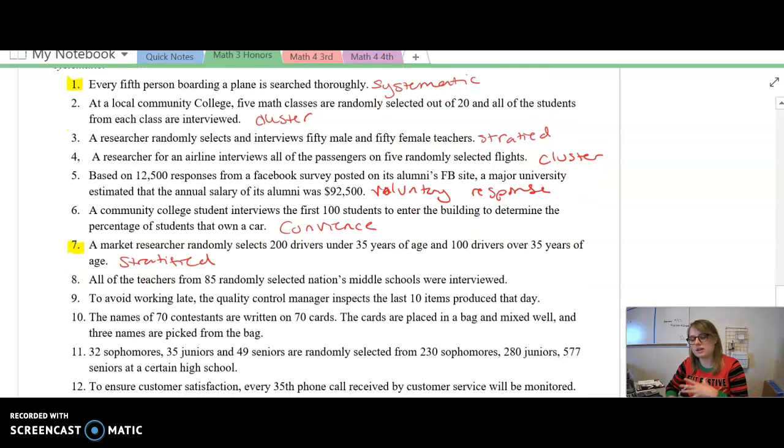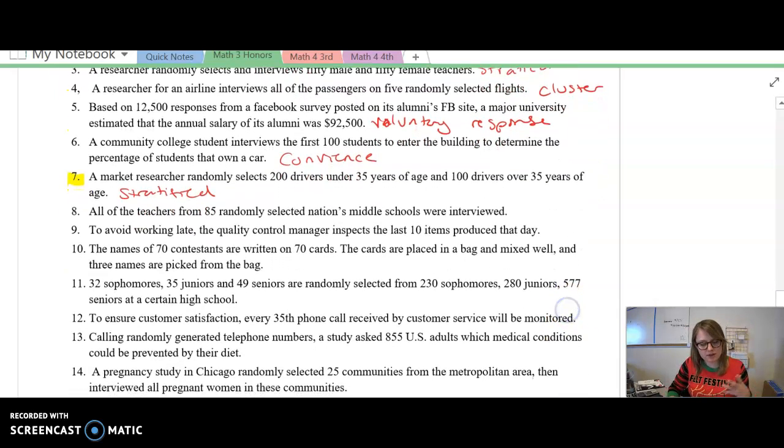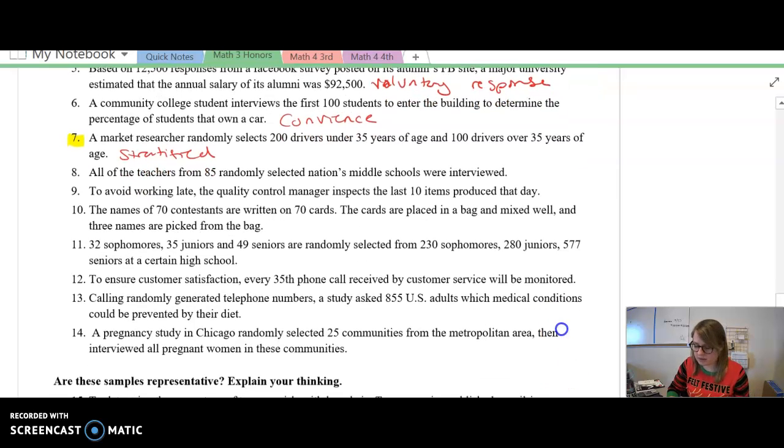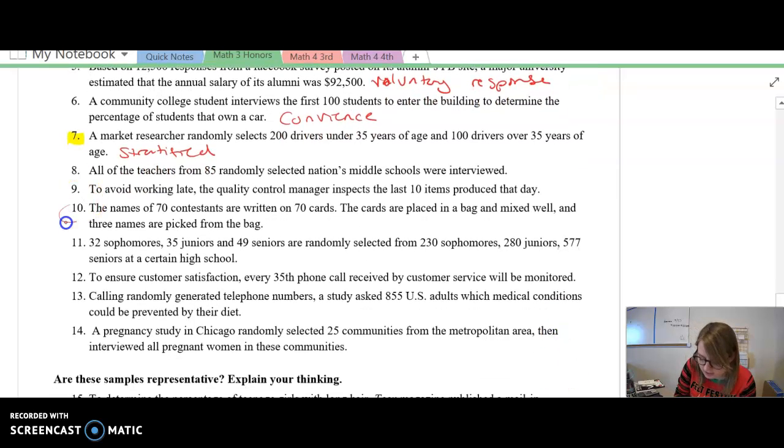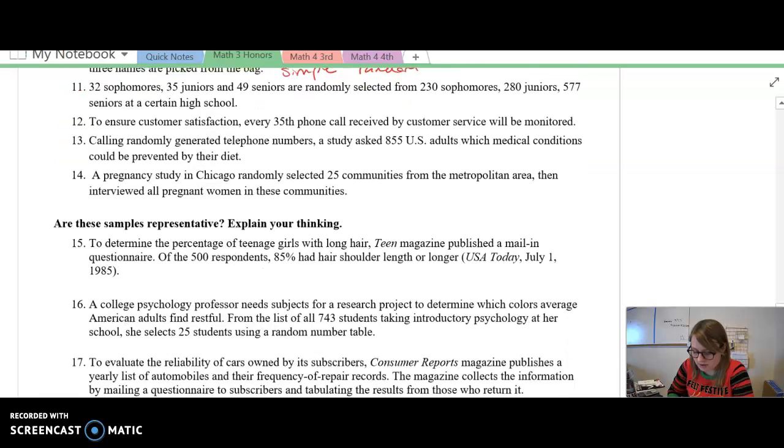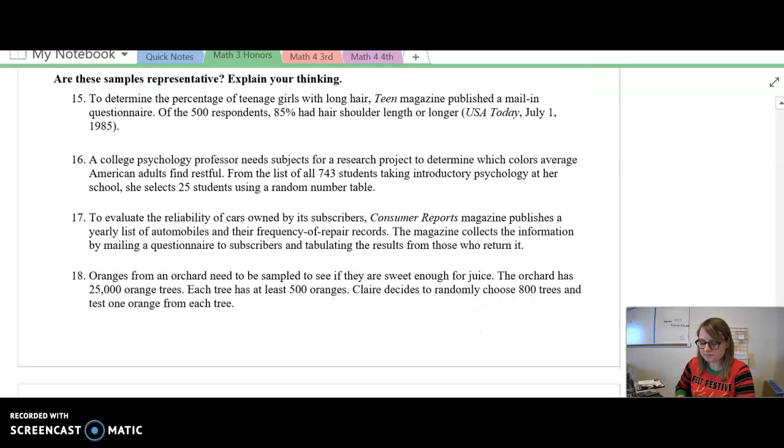Alright, and I'm not going to do the rest, but we also have simple random. I'll do one simple random. So number 10 is a simple random, because the names of 70 contestants are written on 70 cards. The cards are placed in a bag and mixed well, and 3 names are picked from the bag. So they all have the same chance of being selected from this sample size, so that is why it's a simple random.